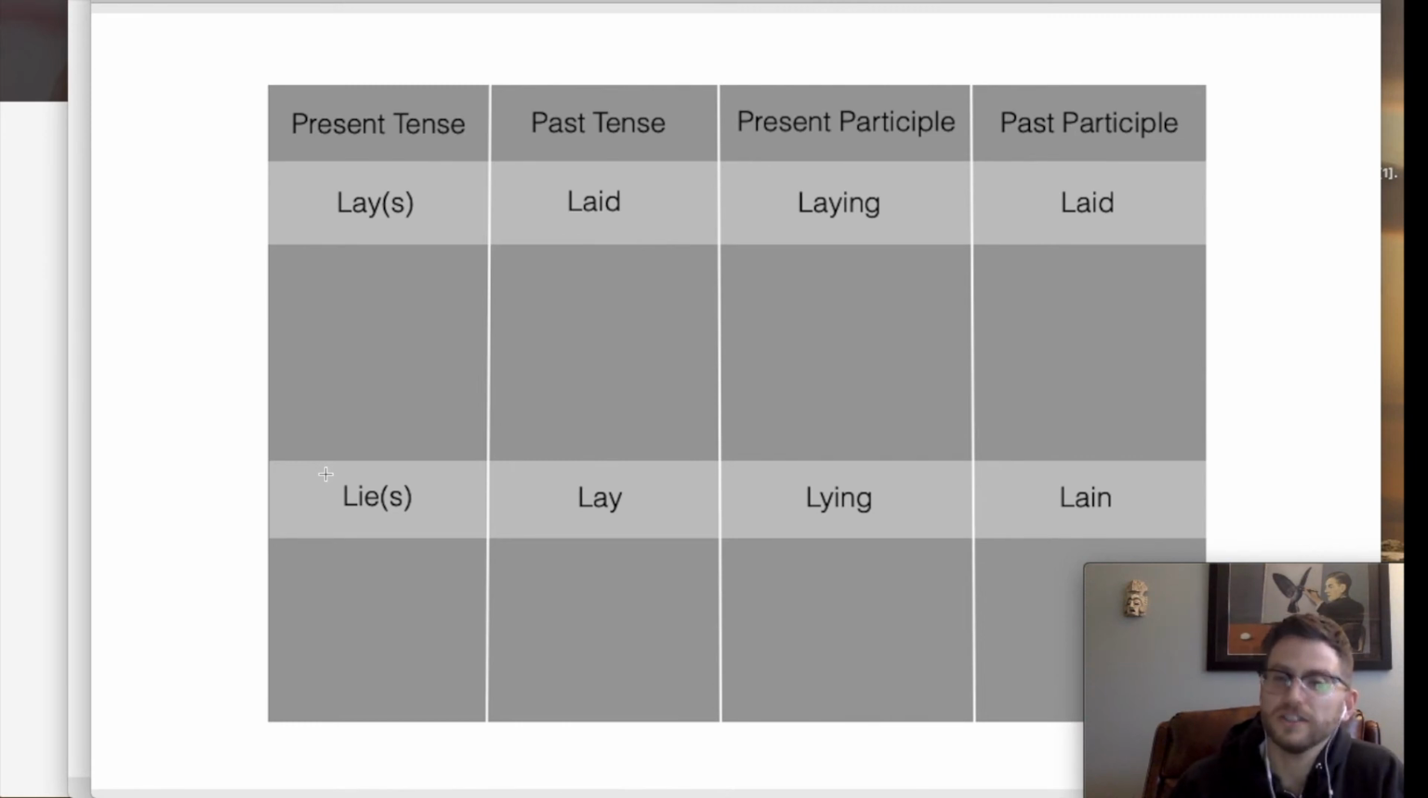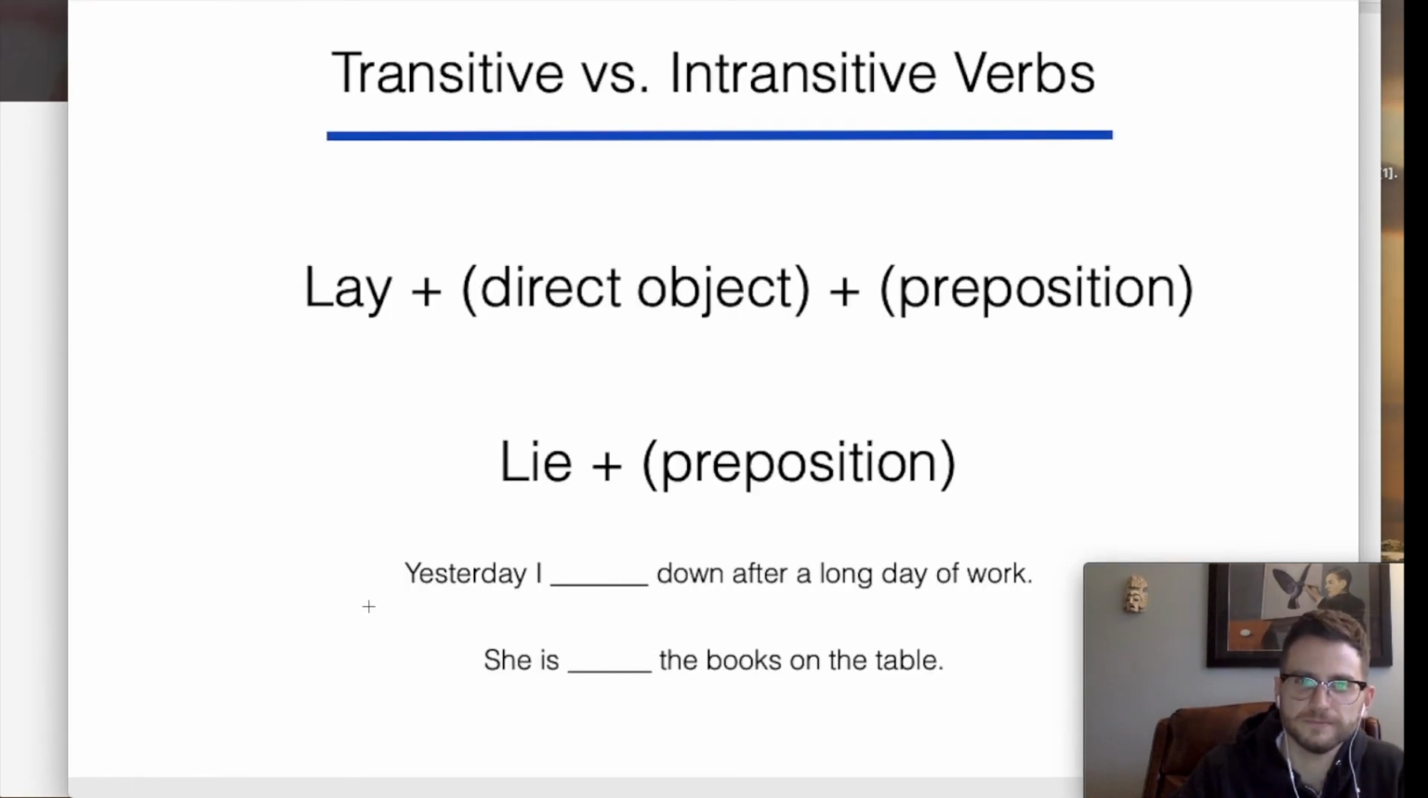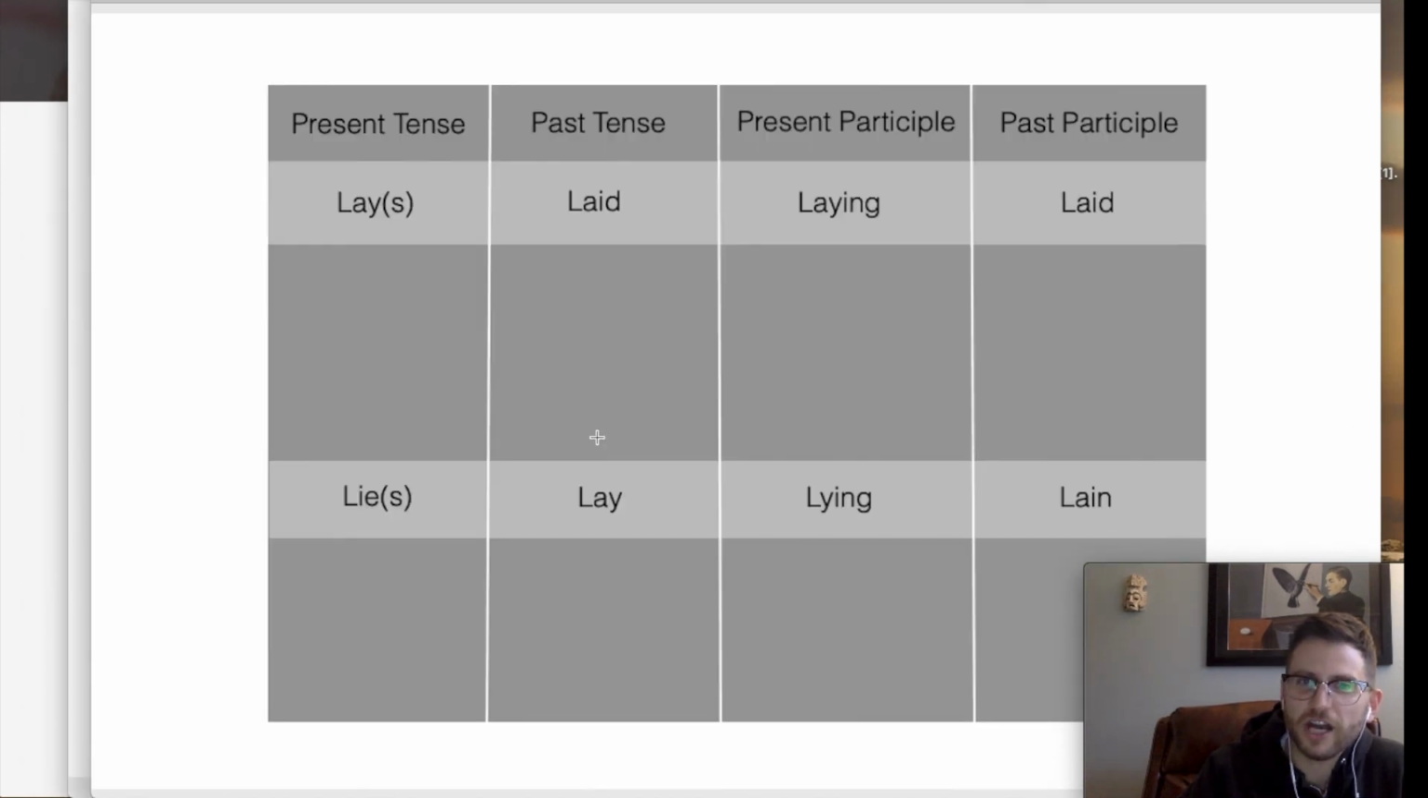Okay. So yesterday I lay down on the floor. So if we look at the conjugation, yesterday I lay down after a long day of work. So we said when we were looking at this screen before that we knew that I needed the verb to lie here because I've got a preposition right after it, right? So we knew that I needed the verb to lie. We didn't know how to conjugate it. Now we know how to conjugate it, and we know that yesterday I lay down after a long day of work.